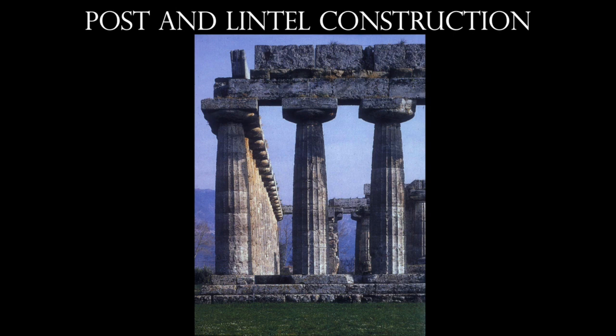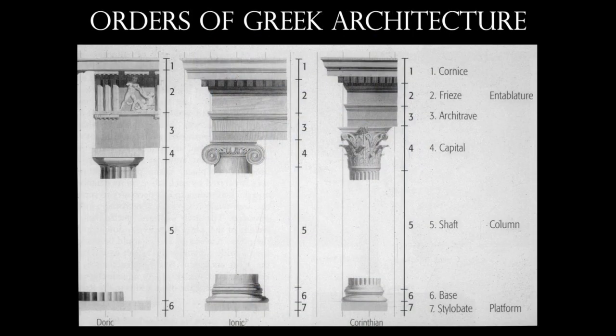We also see the post and lintel construction here in the Greek temples, the columns serving as the posts, and then what's called the architrave above, that's going to be the lintel. And we do need to know the three orders of Greek architecture. At the left, we have the Doric, in the middle, the Ionic, and at the right, we have the Corinthian style. These are very easy to identify by looking at the ornamentation at the top of the column.